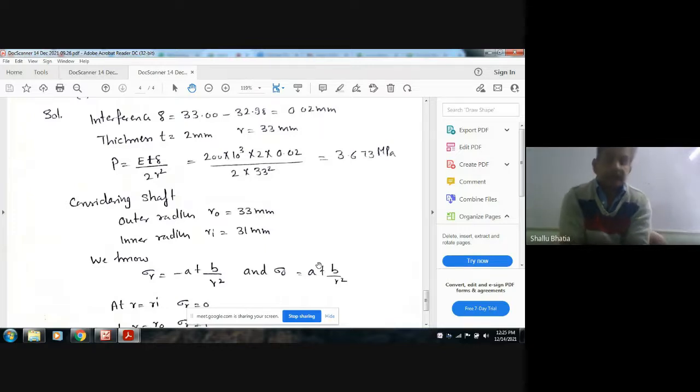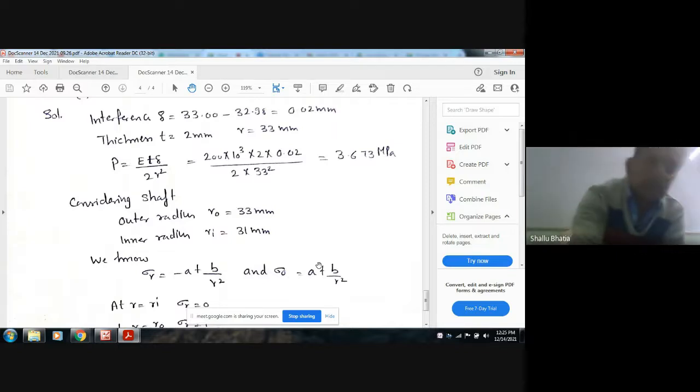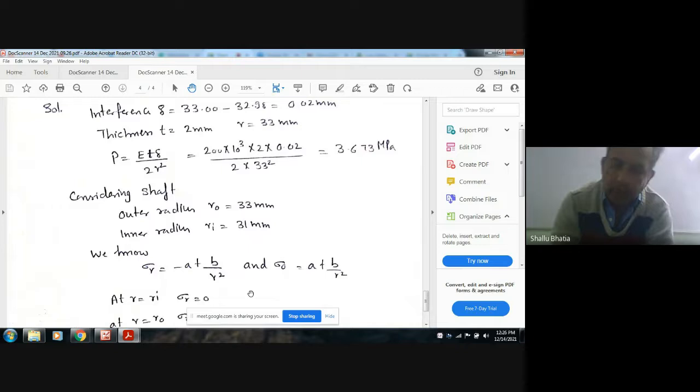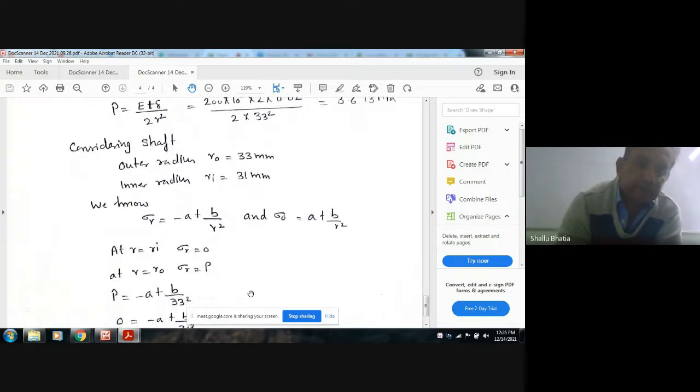Considering the shaft. The outer radius of the shaft is 33 mm, the inner radius is 31 mm. Now let sigma r and sigma theta be the radial and hoop stress at the shaft. Now we know that the variation of the radial stress and the variation of the hoop stress is given by minus A plus B by r square and A plus B by r square. Now at inner radius sigma r is 0.